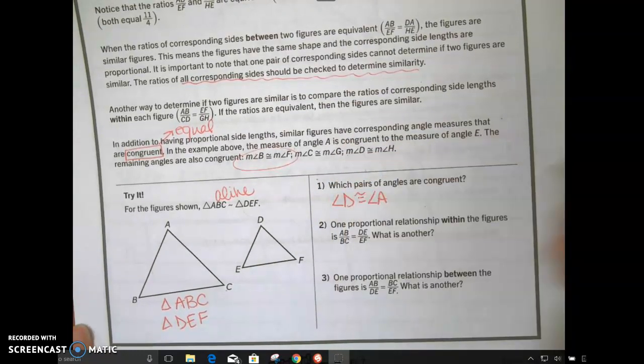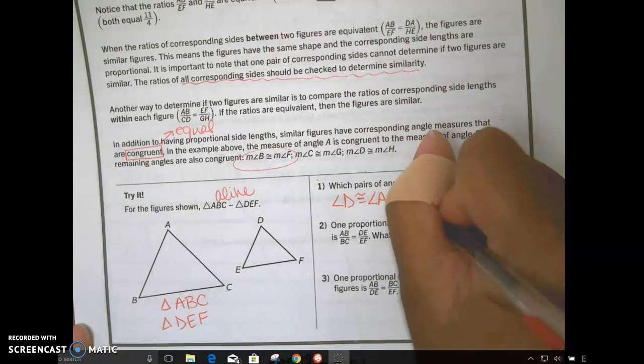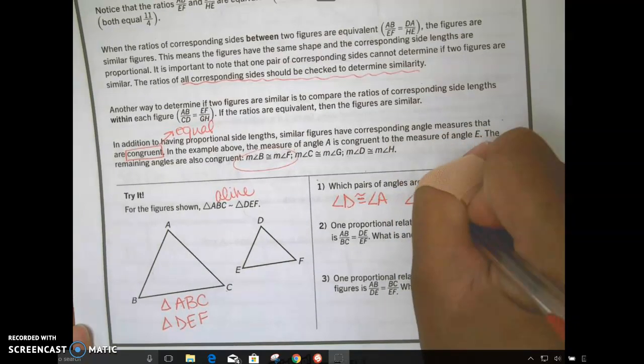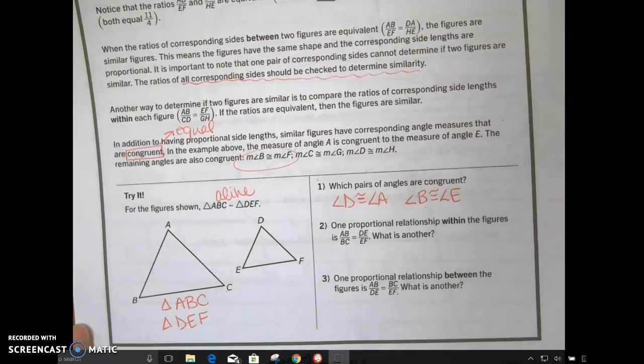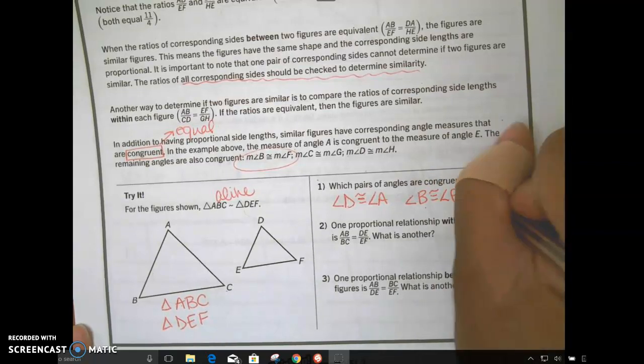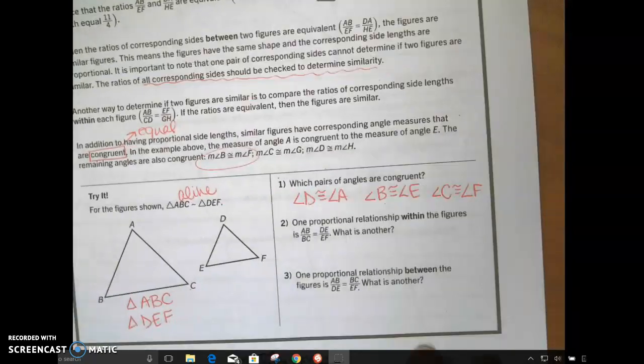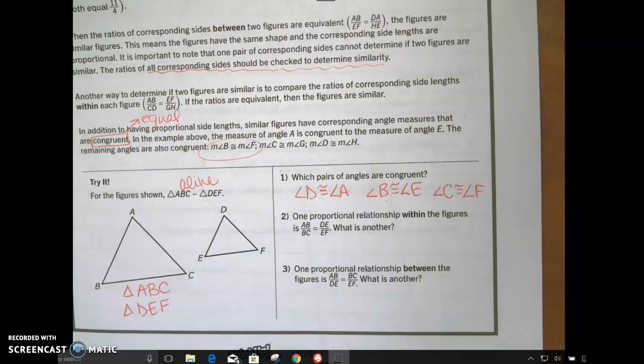That is correct. Who else? B equals E. B equals who? E. Angle B is congruent to angle E. Last pair. C and F. Angle C is congruent to angle F. You should be writing this down.